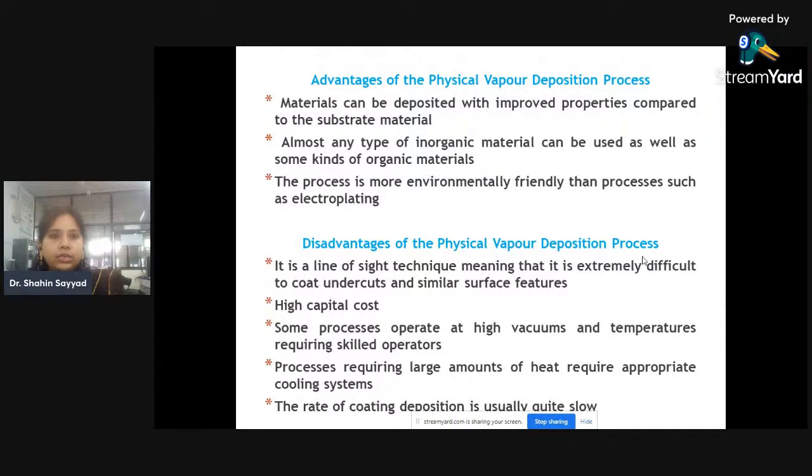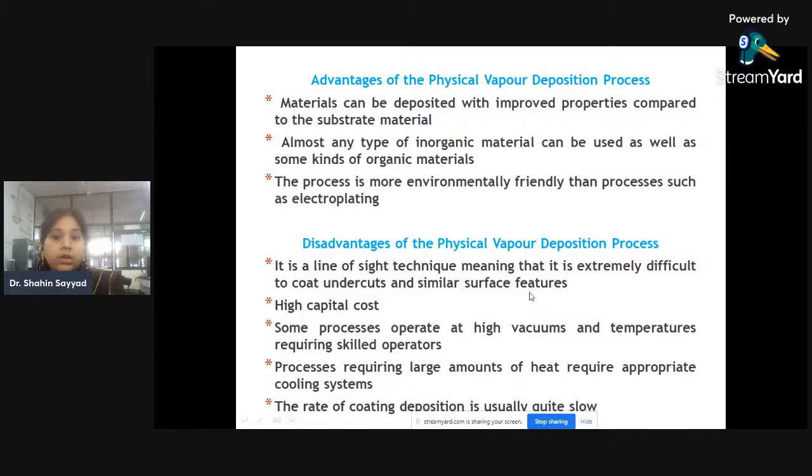These are the advantages. It can be deposited with improved properties compared to the substrate material. Any type of organic or inorganic material can be used in the physical vapor deposition process. Generally, it is abbreviated as PVD, physical vapor deposition. It is environmentally friendly. Okay. Disadvantage is that it is a line of sight technique. Line of sight technique means it is extremely difficult to coat undercuts and similar surface features.